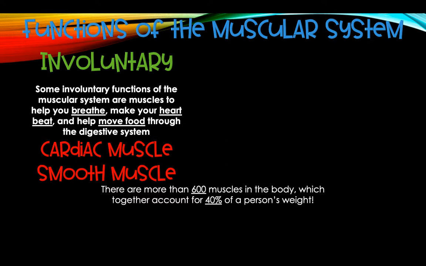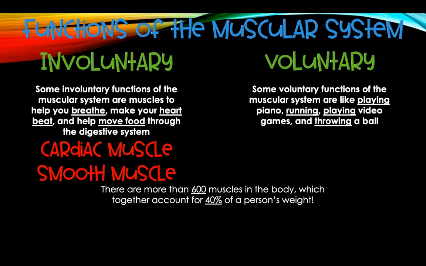And then the second function is voluntary. This means that it helps with things like playing piano, running, playing video games, and throwing a ball. These are things that you actively have to think about and actively get to move. So the type of muscle that this is, is skeletal muscle. So there are more than 600 muscles in the body, which together account for 40% of a person's weight.